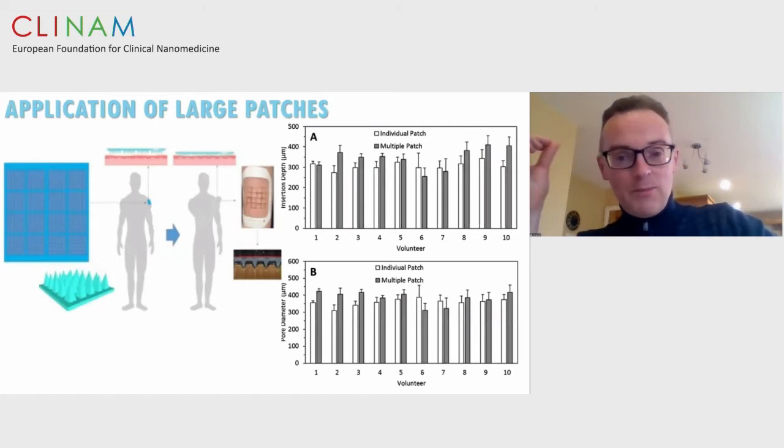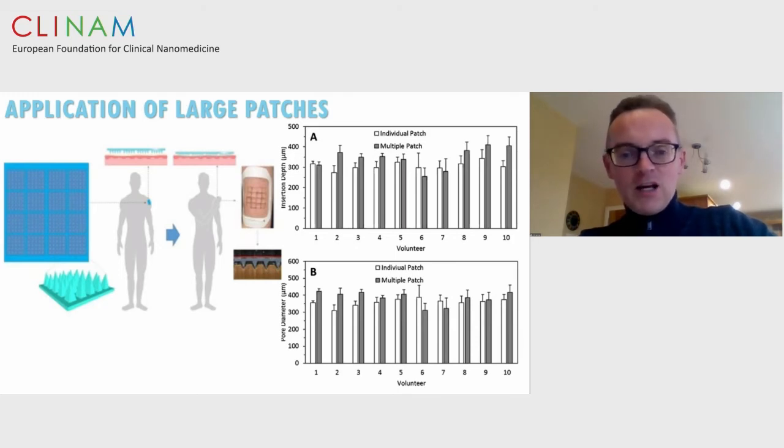In this case, we used a patch made up of 16 individual microneedle patches, so about 16 to 20 square centimeters. They applied the microneedles to their own shoulder region, and we measured the depth of insertion and the width of the pore created. What we found was that across all the volunteers, the depth of insertion and width of pore created were the same as if a 1 square centimeter patch was applied.